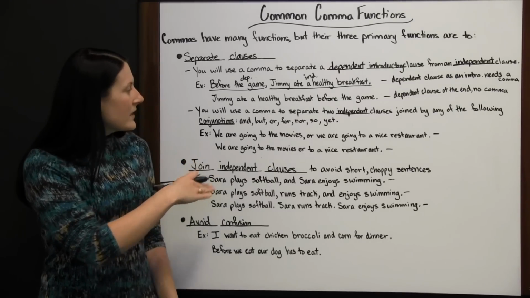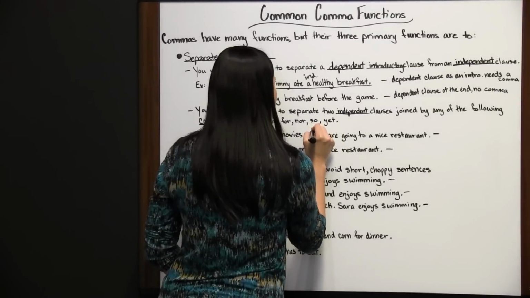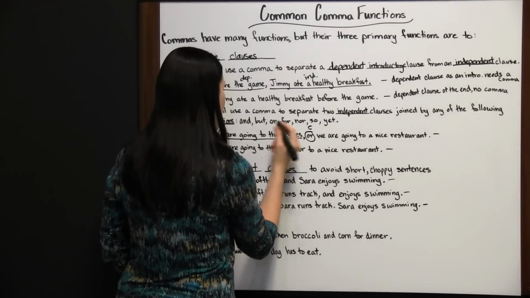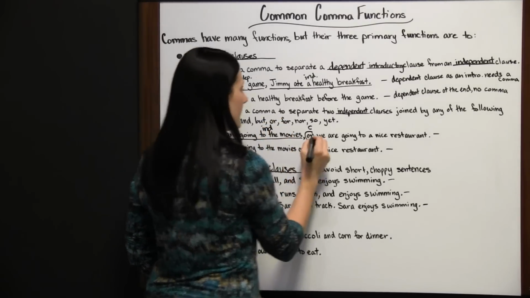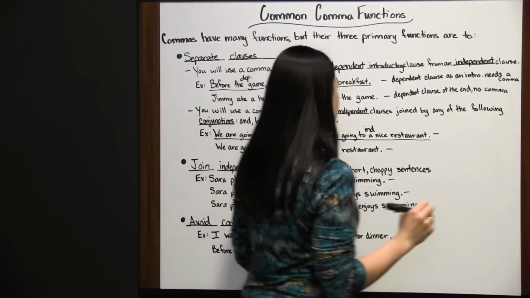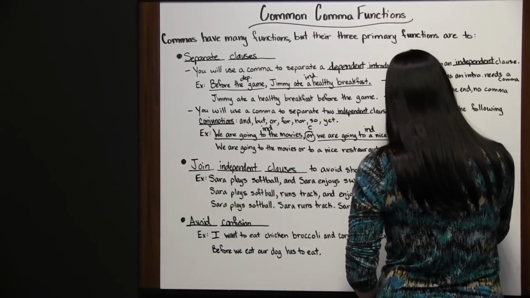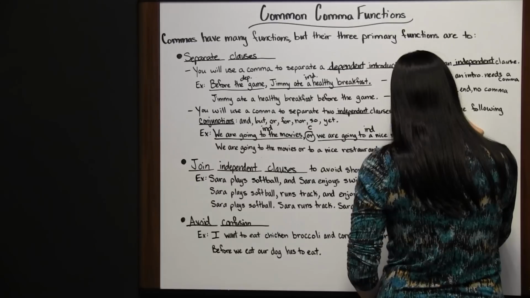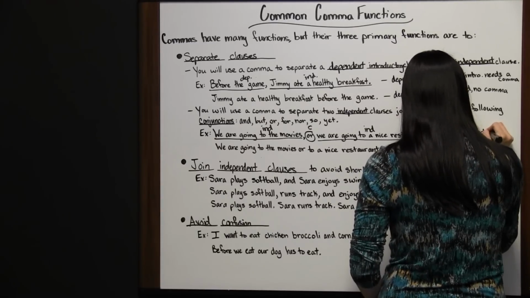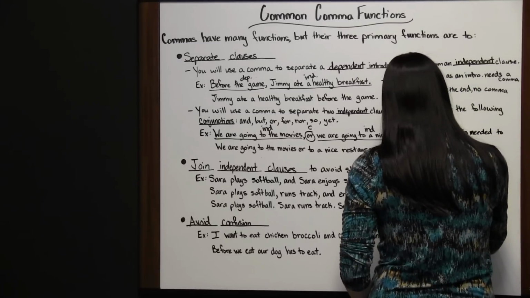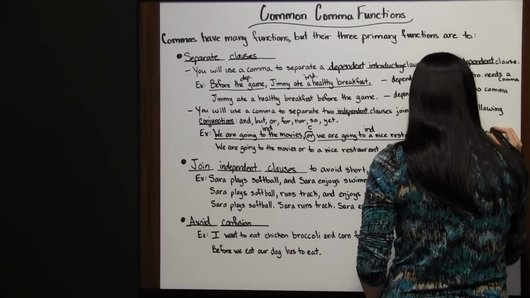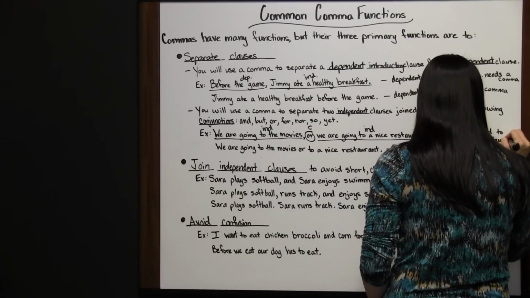We are going to the movies, or we are going to a nice restaurant. So here's our conjunction, or. We are going to the movies is an independent clause. We are going to a nice restaurant is an independent clause. So the comma is needed to separate two independent clauses.